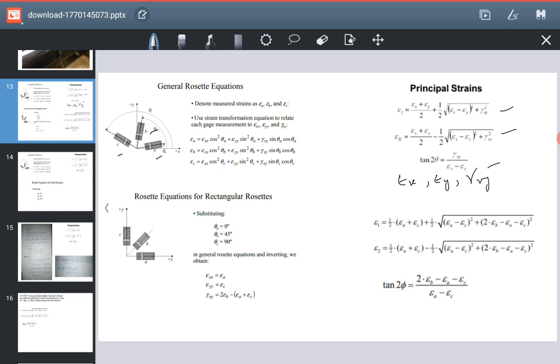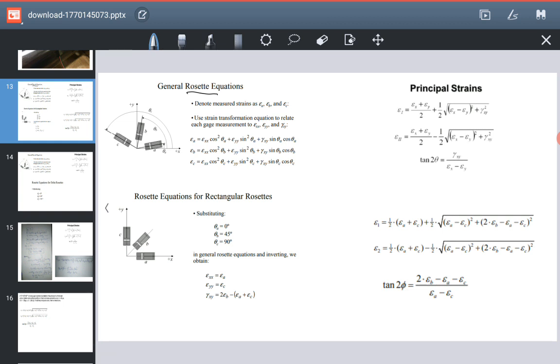Okay? So okay, they have written ex, so consider ex as exx. Okay? Just consider that. Although it's not written, the formula is the same. So we have to find ex, ey, and gamma xy, and we have to plug it into this equation.